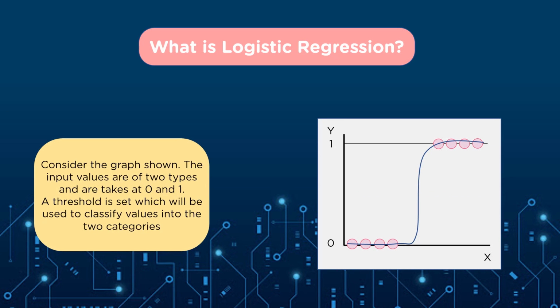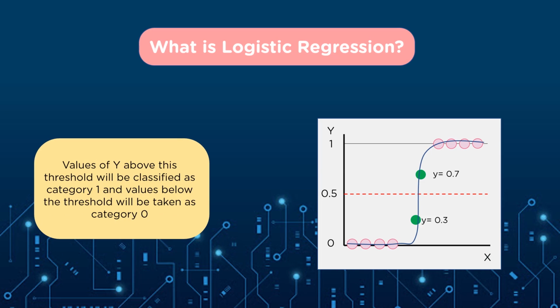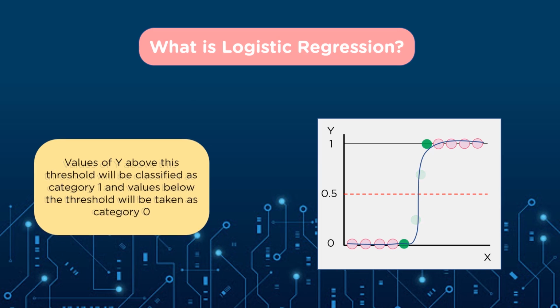Consider the graph shown. The input values are of two types and are taken at 0 and 1. A threshold is set, which will be used to classify values into the two categories. Values of y above this threshold will be classified as category 1, and values below the threshold will be taken as category 0.